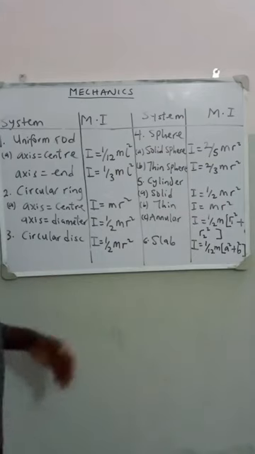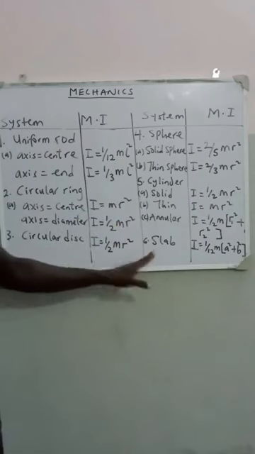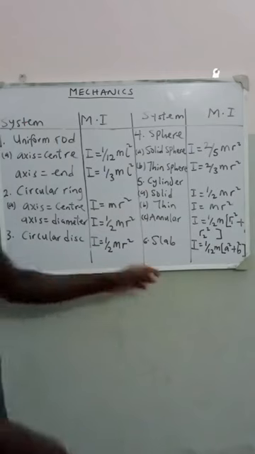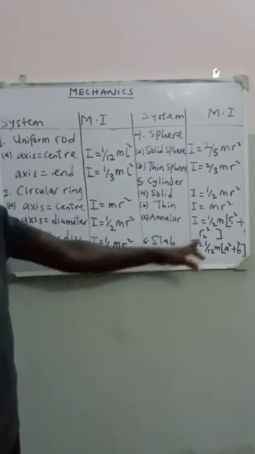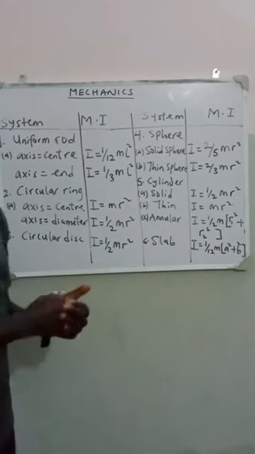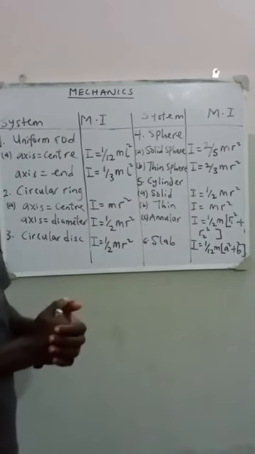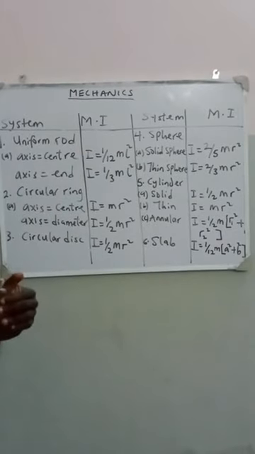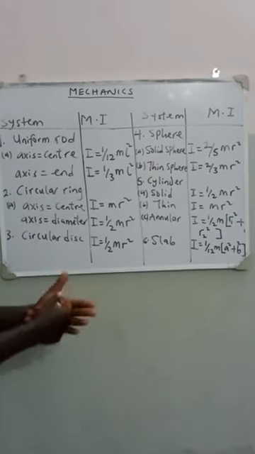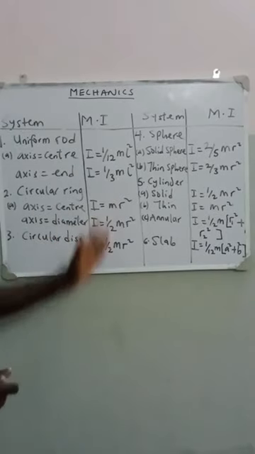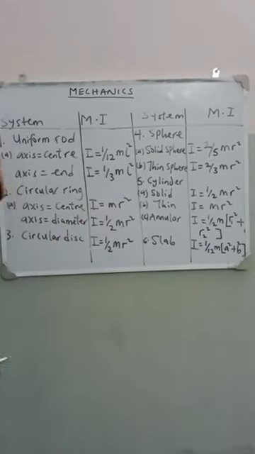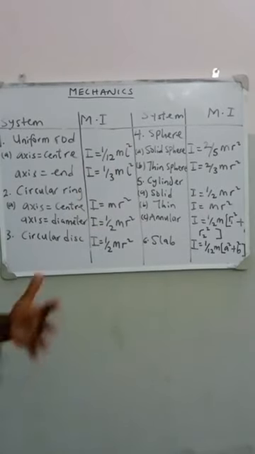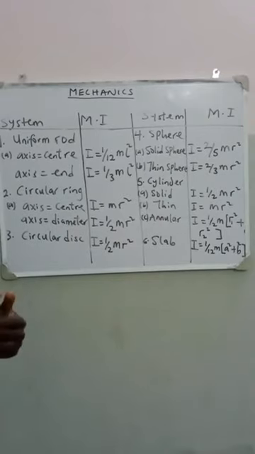And the last, if the system we are interested in is a slab, our moment of inertia is given as 1/12 m times (a squared plus b squared). So these are the moments of inertia for different systems. It now depends on the question to determine the type of formula to use. Don't forget, these are the different systems with their corresponding formulas for calculating the moment of inertia.